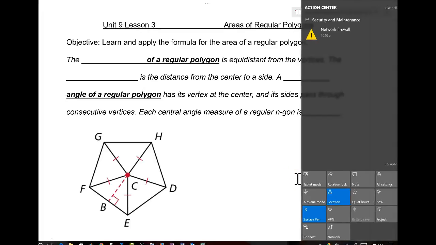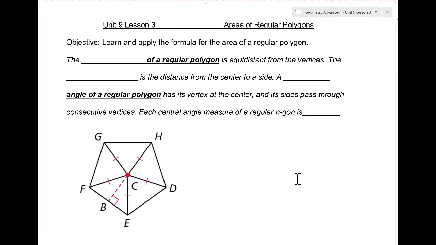All right, scholars, we are working today on lesson 3 from unit 9. So a lot of you say lesson 9.3 because we're used to doing that. This one's a little bit different. This is for the area of regular polygons.